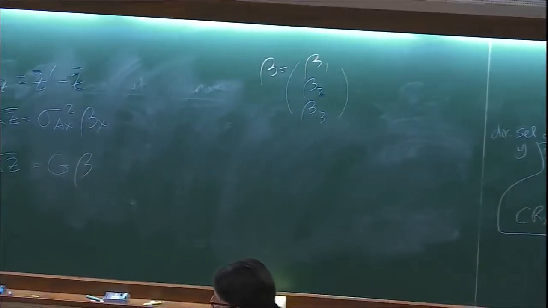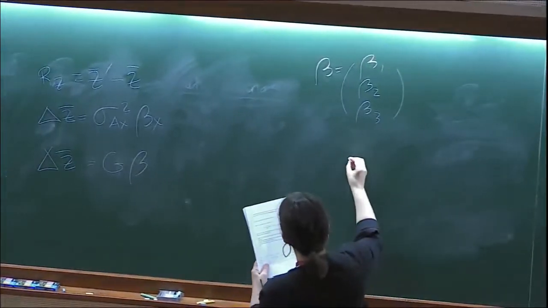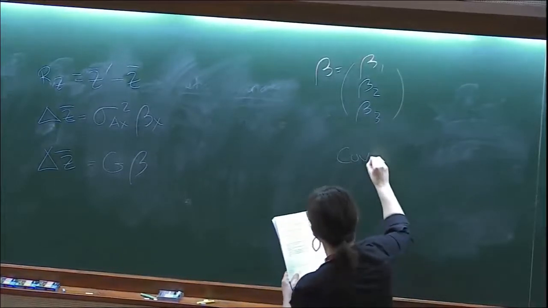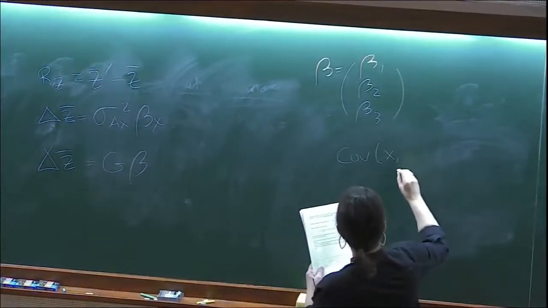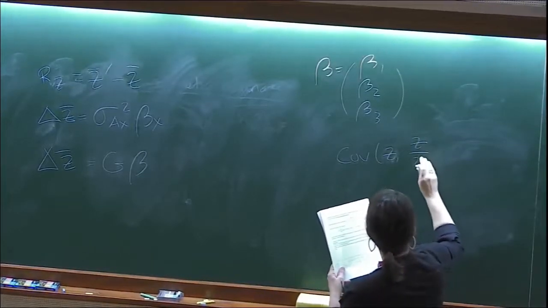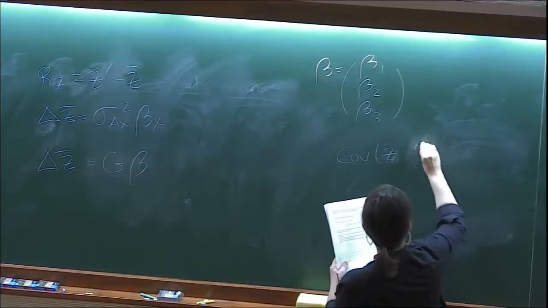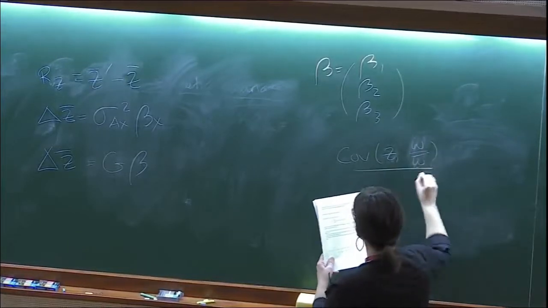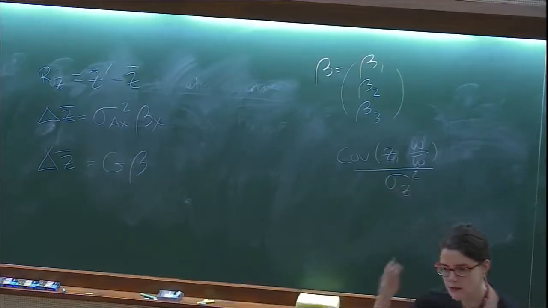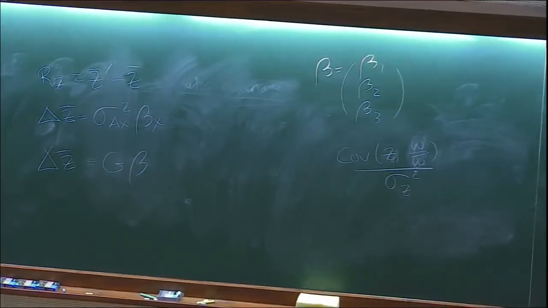And that's the selection gradients. And each one of them is just the covariance of trait Z and mean fitness, over the variance in Z, right? So it's that gradient of fitness with respect to whichever trait Z is.